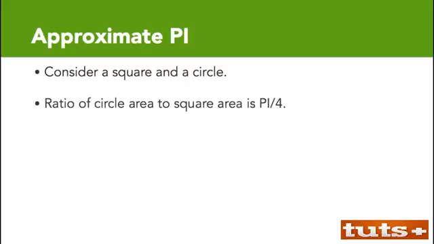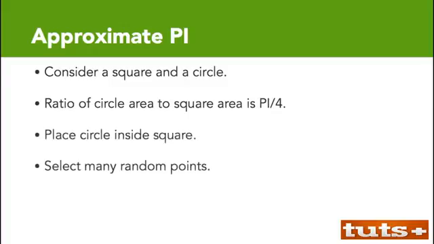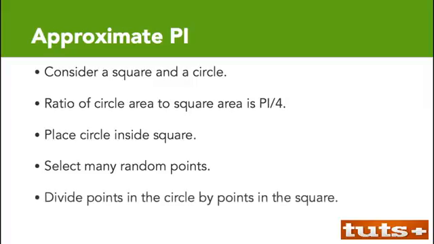A simple Monte Carlo simulation can be used to approximate the value of pi. If you had a circle and a square where the length of a side of the square was the same as the diameter of the circle, the ratio of the area of the circle to the area of the square would be pi over 4. So, if you put this circle inside the square and select many random points inside the square, the number of points that fall inside the circle divided by the number of points inside the square would be approximately pi over 4.